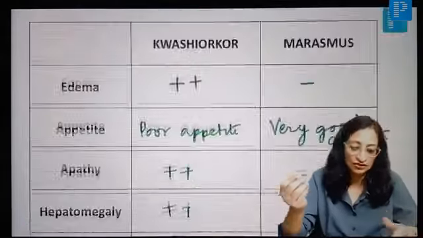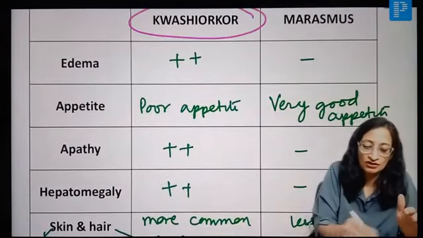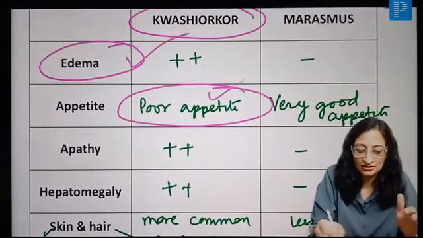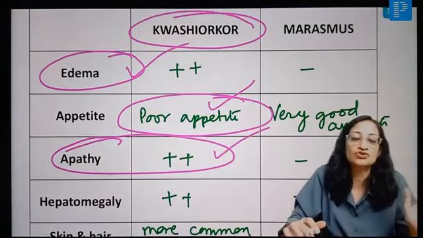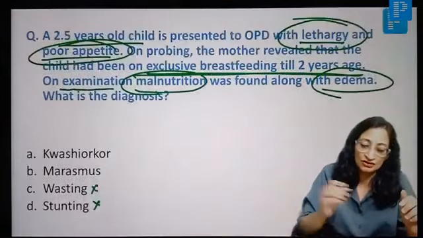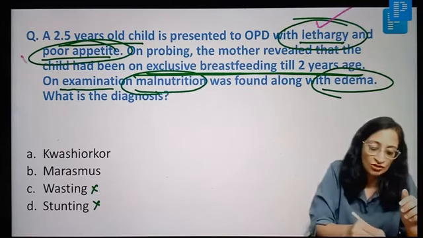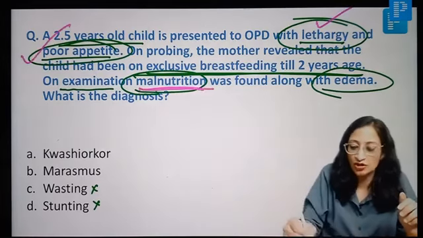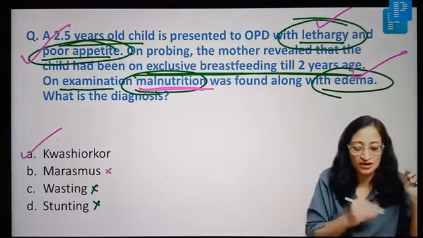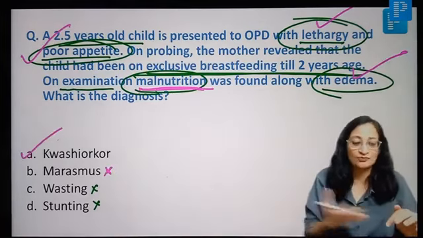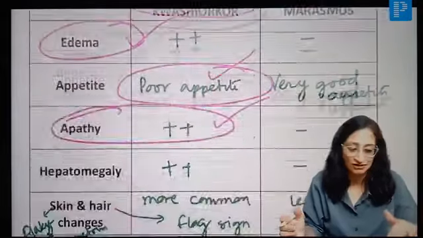Coming back to our question. Very, very important, remember, kwashiorkor: edema is present, poor appetite is there, and apathy or lethargy or listlessness are there. So these three are the salient features to diagnose kwashiorkor. What do you have here? Lethargy or apathy is present, poor appetite is there, malnutrition of course is there along with edema. So what is your diagnosis here? There should be no doubt, your diagnosis here is kwashiorkor and not marasmus, because there is no edema in marasmus, and the appetite is poor here, it is not good as it should be, right?